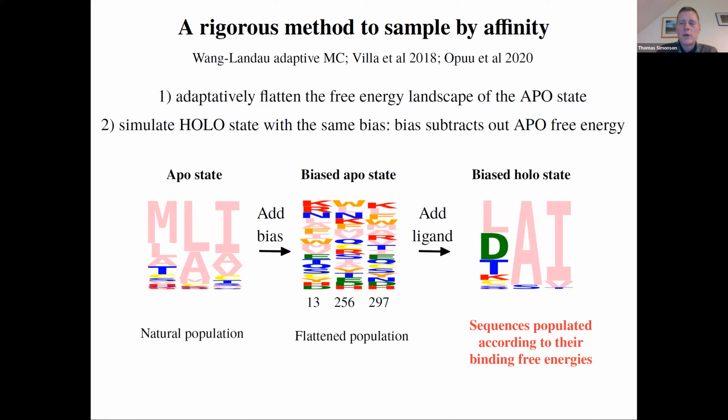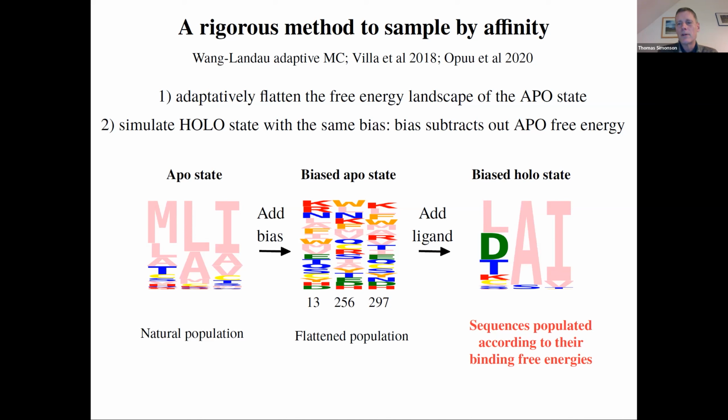incredibly simple and elegant. First of all, one adaptively flattens the free energy landscape of the apo state. You do that by learning a bias function, which you add into your energy in such a way that the sequences all have comparable probabilities, meaning that you flatten their free energies. They're all at the same level. Having done that, your bias function is approximately the free energy with the sign change.